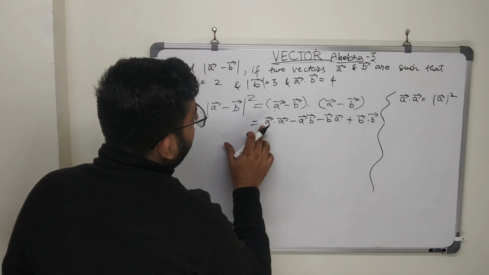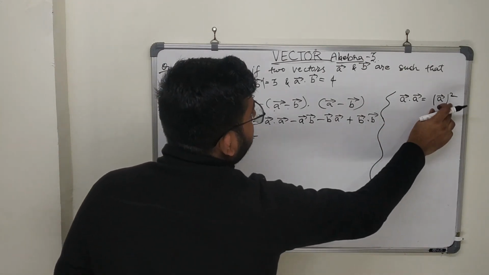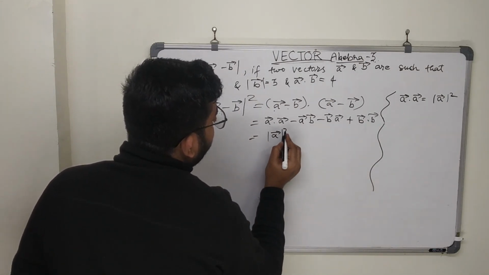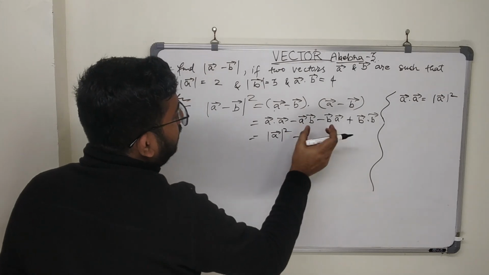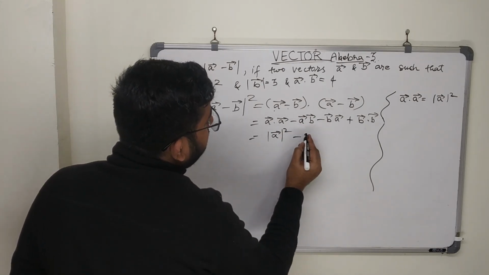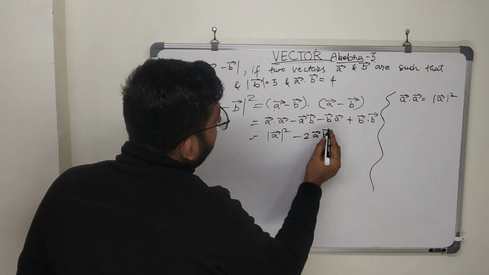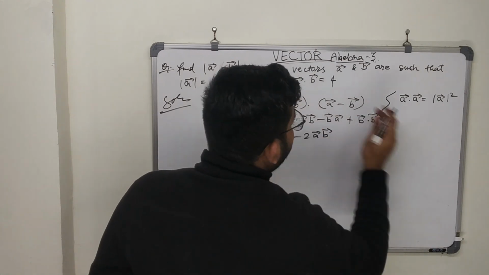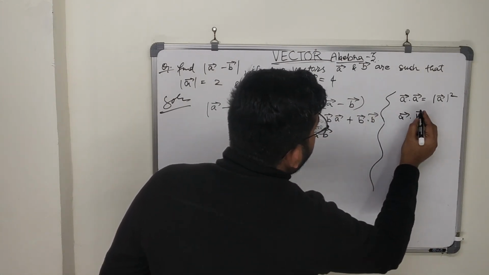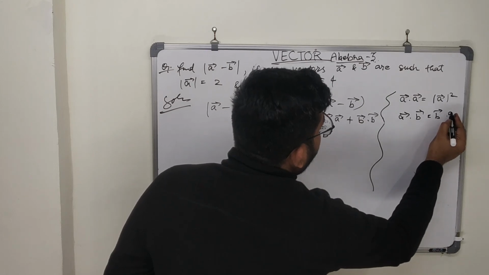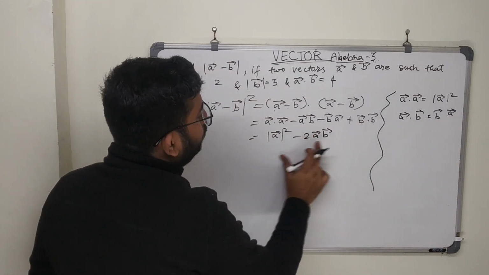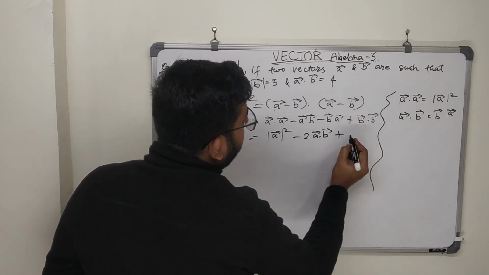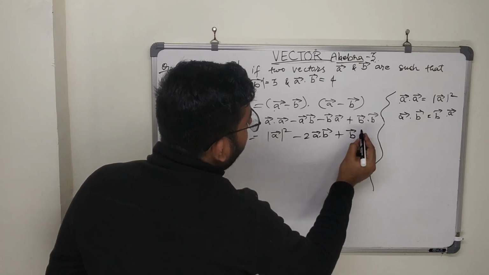Now simplifying this, this can be written as the square of the magnitude of a vector, minus 2 a vector dot b vector, because we also studied that the commutative law is followed by the scalar product, that is a vector dot b vector is equal to b vector dot a vector. So this will be equal to minus 2 a vector dot b vector plus, applying this concept again, the square of the magnitude of b vector.